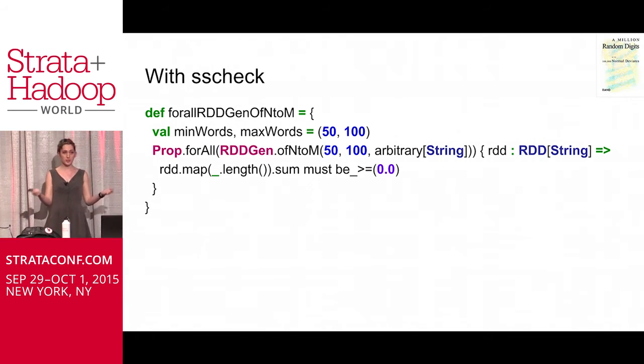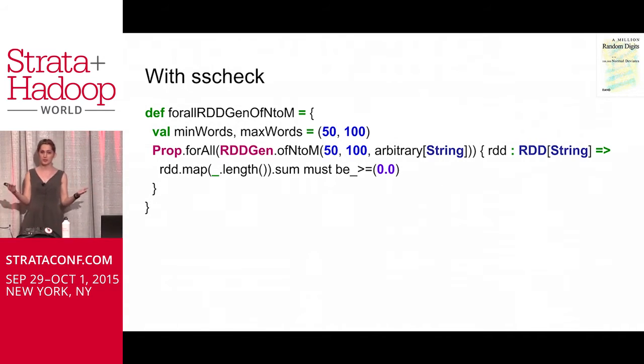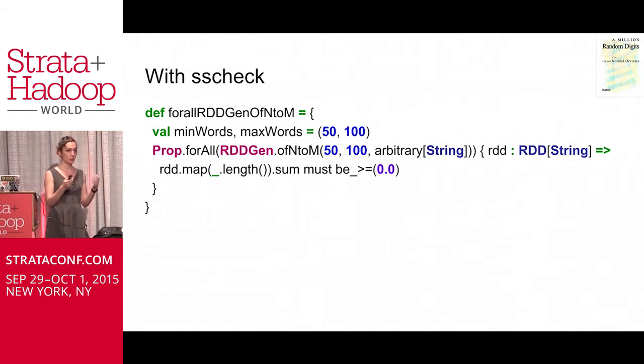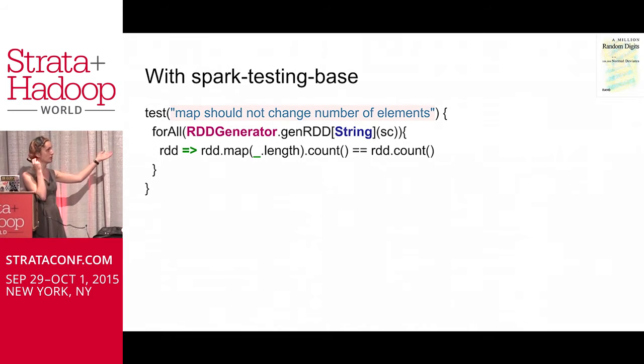And it'll make RDDs for us, and we can specify this invariant, and it'll automatically try and find RDDs which our code fails on. Which is pretty great because when I'm writing tests, I'm often pretty tired, and thinking of the corner cases is hard, so having someone auto-generate them for me is amazing. And we can do the same thing with Spark Testing Base. It just has a slightly different signature.